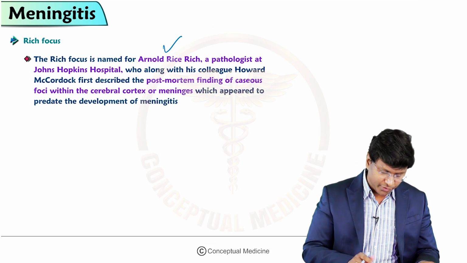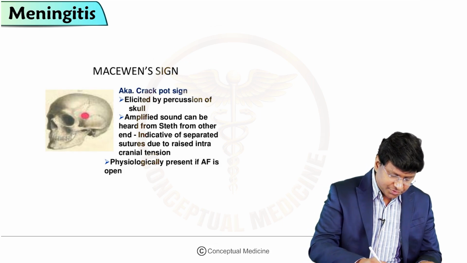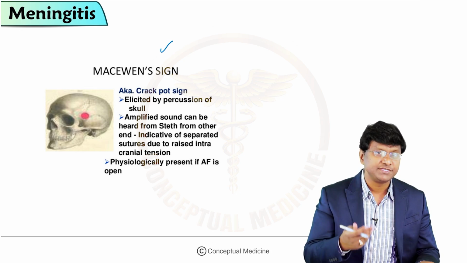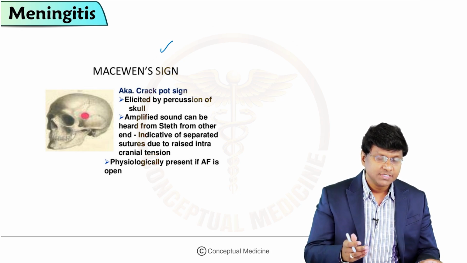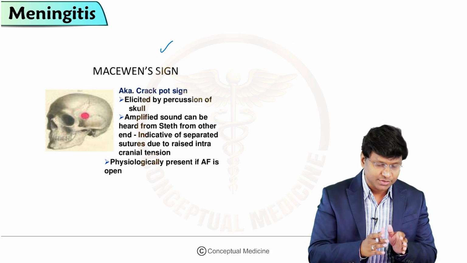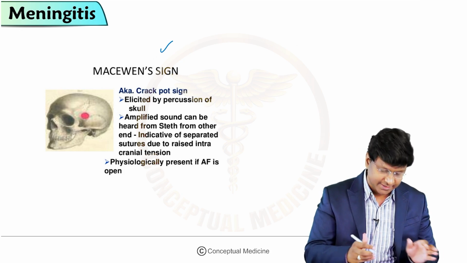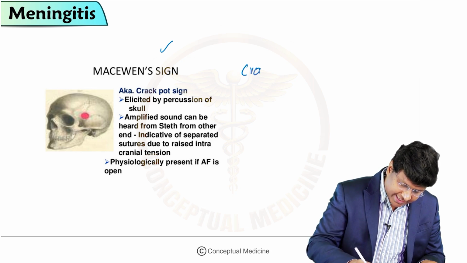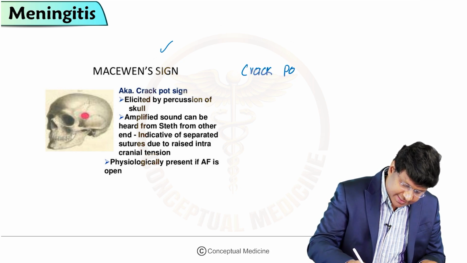And one more important sign that you have to know in case of tubercular meningitis is, whenever these patients develop hydrocephalus, the skull sutures may slightly get separated, and that will appear as a sign called the cracked pot sign.